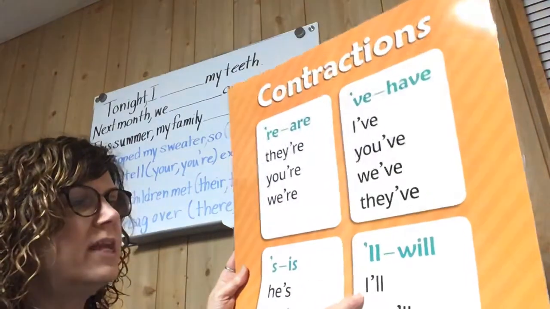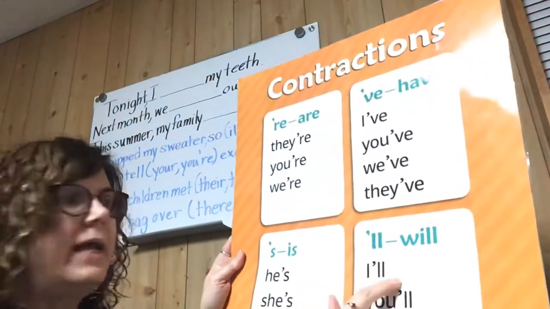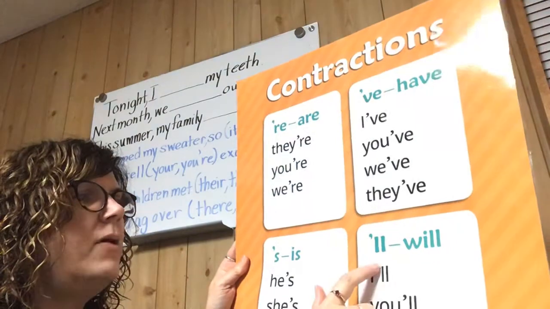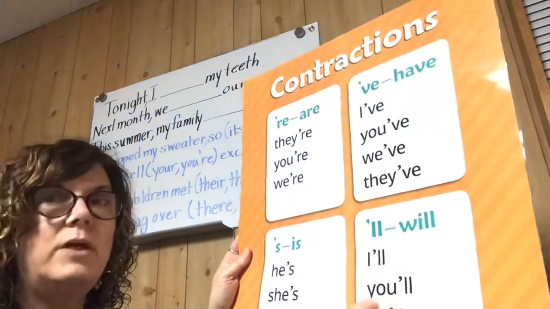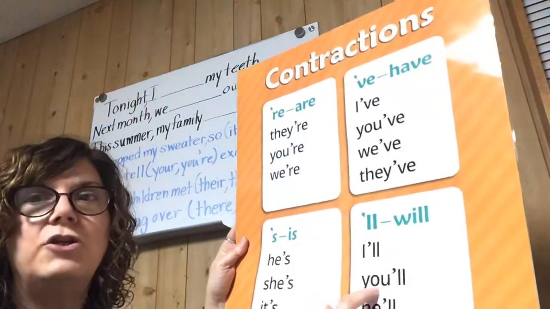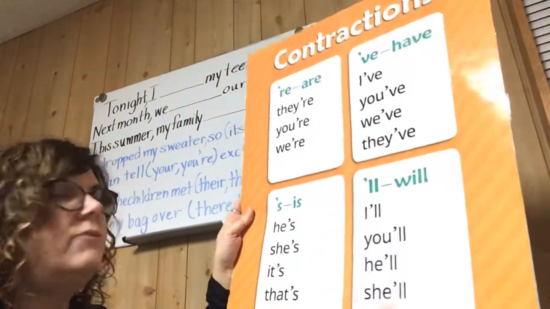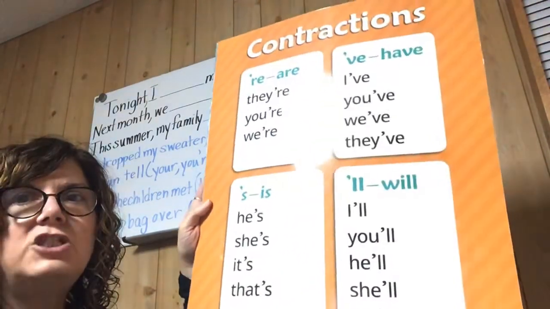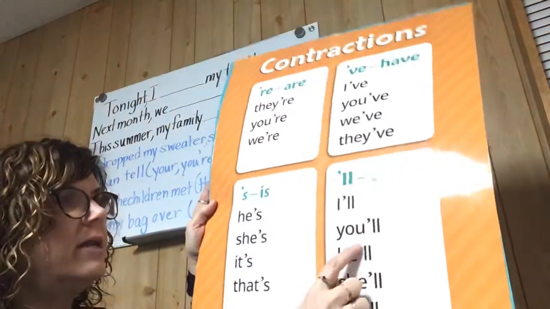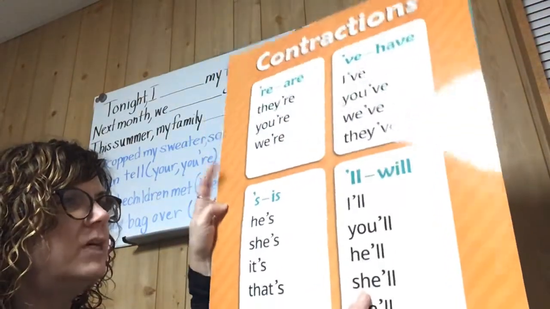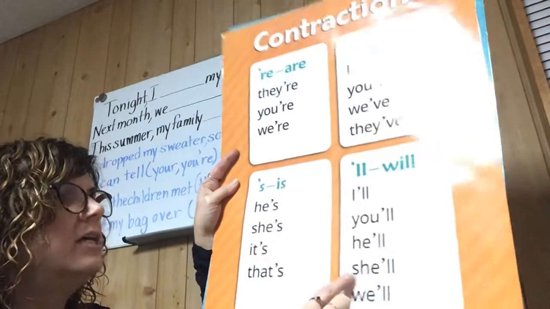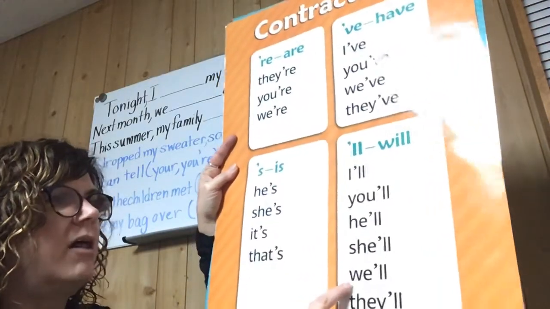Okay? So in the case of I will, it becomes I'll. So you put capital I, apostrophe LL. You will becomes you'll. You, all of the word you, apostrophe LL. He will becomes he'll. H-E, all of the word he, and then apostrophe LL. She will becomes she'll, all of she, apostrophe LL.